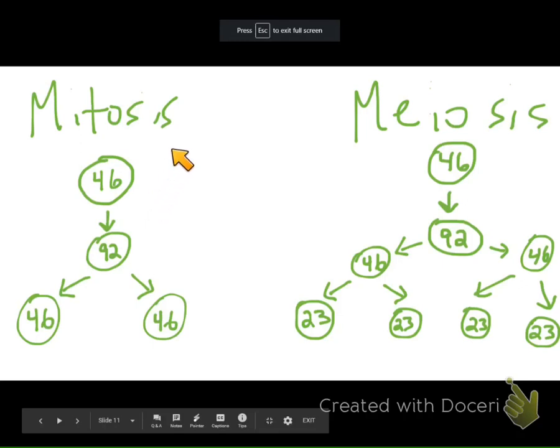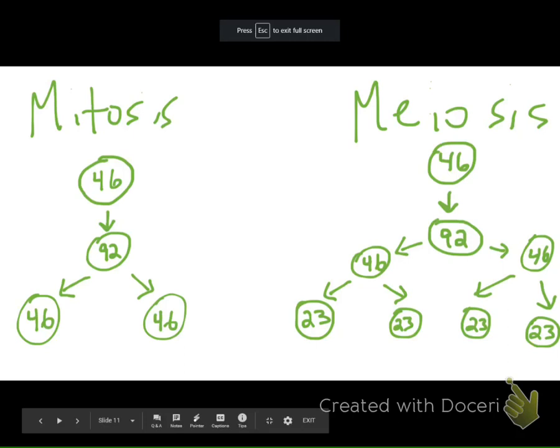So as a species, we reproduce through meiosis, through sexual reproduction. As an organism, our cells reproduce. Our individual cells reproduce through what process? Mitosis. They reproduce through mitosis. Your skin cells, your muscle cells, your kidney cells, your cells reproduce. Your individual cells reproduce through mitosis. As a species, we reproduce through sexual reproduction or meiosis.